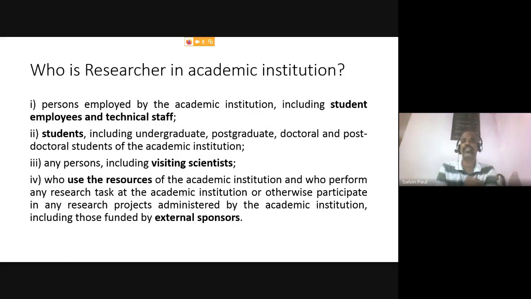The most important thing is who the researchers in an academic institution are. I already explained that they include students, teachers, and technical staff. But let me tell you, many times teachers are reluctant to acknowledge and encourage students in the research process. That is not fair. Students need to be given their due share, their authorship, co-authorship, etc. Students means undergraduate, postgraduate, doctoral, and postdoctoral students of the academic institutions, and also visiting scientists.